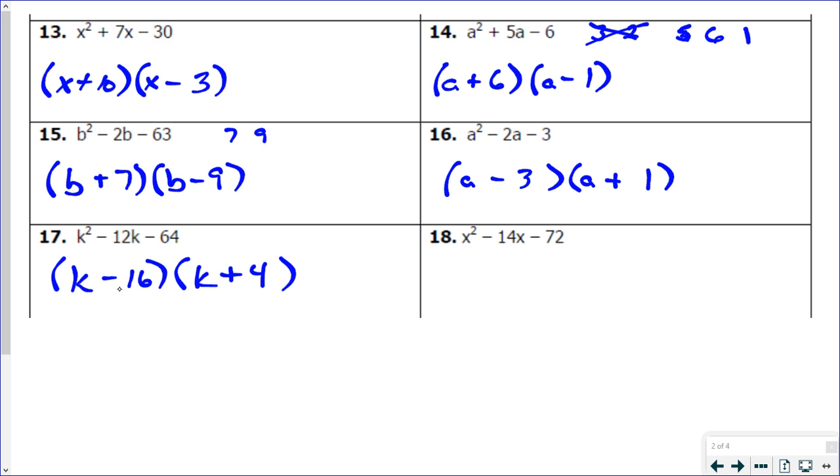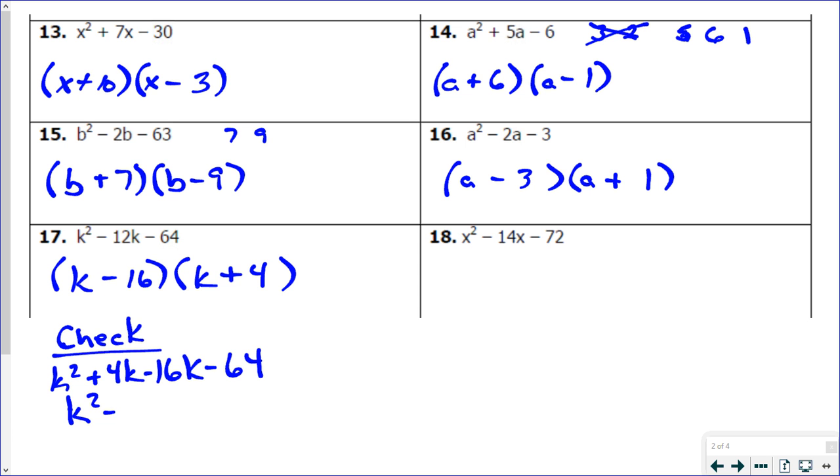And again, just real quick, remember you can always check these by doing FOIL. So if I do FOIL on this, let me just write, this is a check, and you can always do this. It'd be k squared plus 4k minus 16k minus 64. Combine these like terms together, and you get k squared minus 12k minus 64, which is what we started with, so I know I have the right factoring.